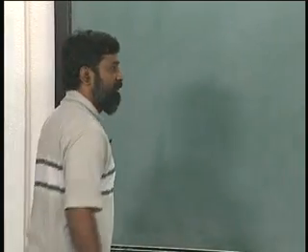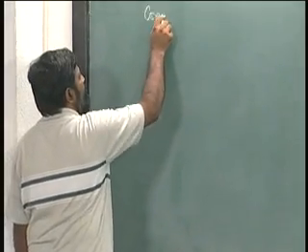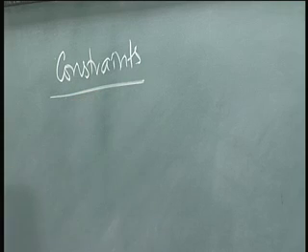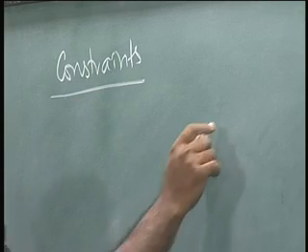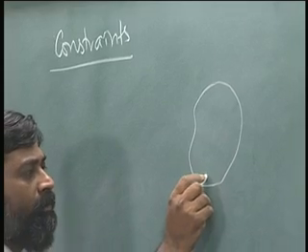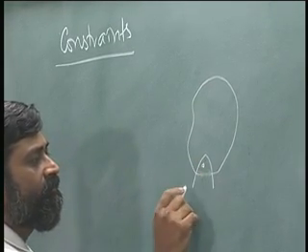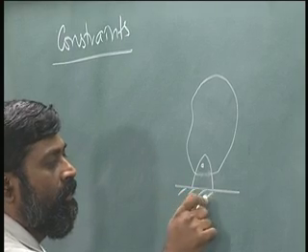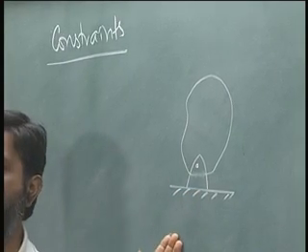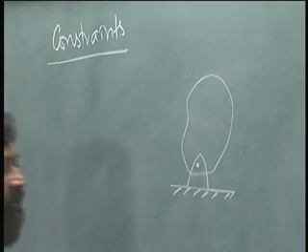Okay. So in order to show the connectedness, let me call them constraints. Some of the general constraints could be, supposing I have a rigid body like this, I could probably have some kind of connection like this. Whenever I hash like this, it means that I am fixing it to the fixed frame of reference.